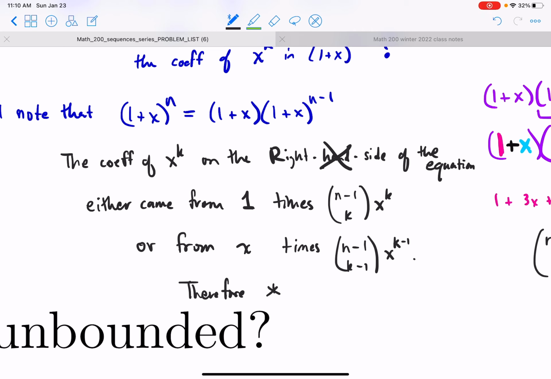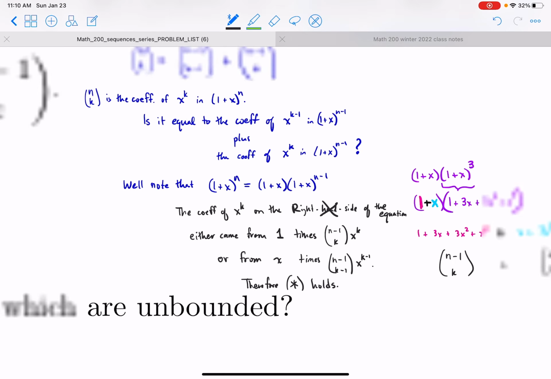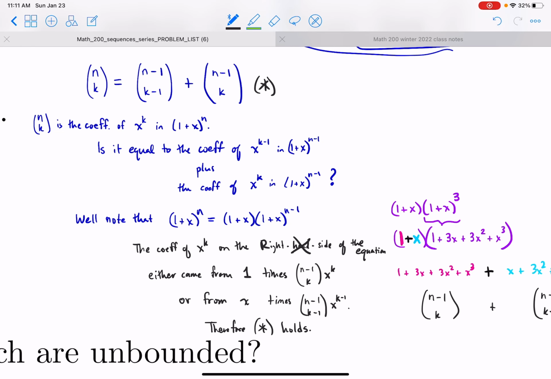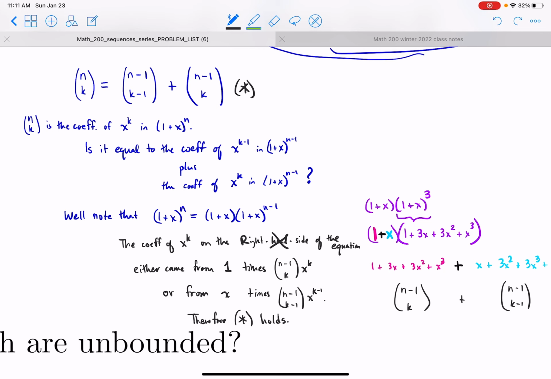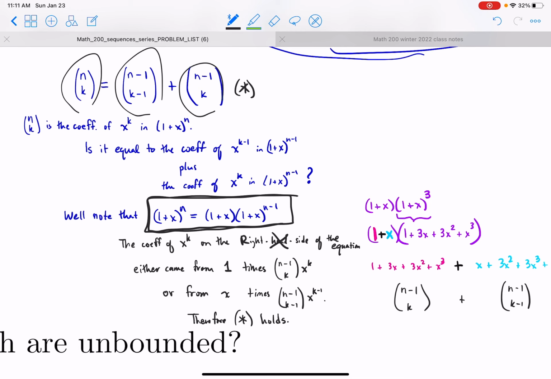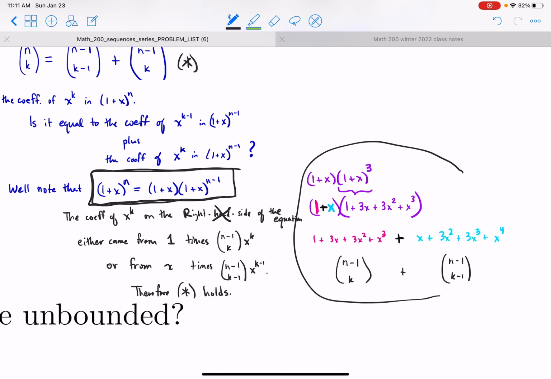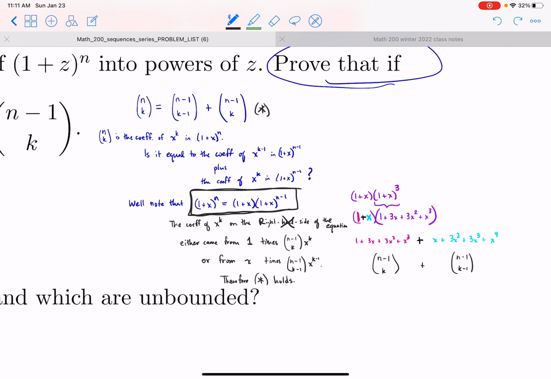Therefore, star holds. And what's star? Star is this. I just invented a name for it because I didn't want to rewrite the equation because I knew I had written it up here already. Anyway, the insight here was writing this and then knowing what do these symbols mean. And then maybe also doing an example so you can explicitly see that the coefficient of x squared came from that and that, but this one really came from this lower power after being multiplied by x. This is not easy, but take some time to think about it. Okay.